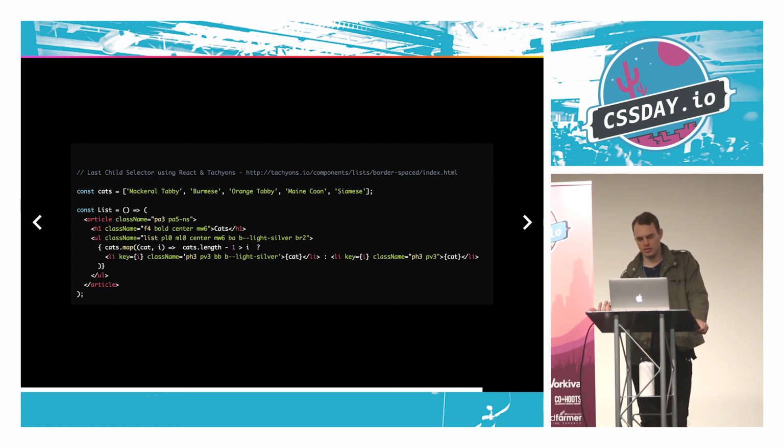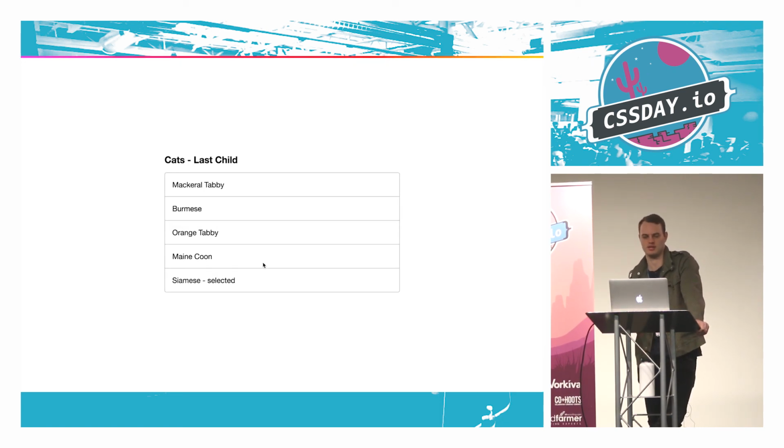So basically what we do is we check to see if the last item of the array, cats.length - 1, is greater than i. And for all the ones that meet that condition, we apply our border bottom. For the last item, we have a ternary operator here, and we just return it without the class names on it. So this is basically dynamically choosing which ones you want to apply classes to and which ones you don't want to apply classes to.